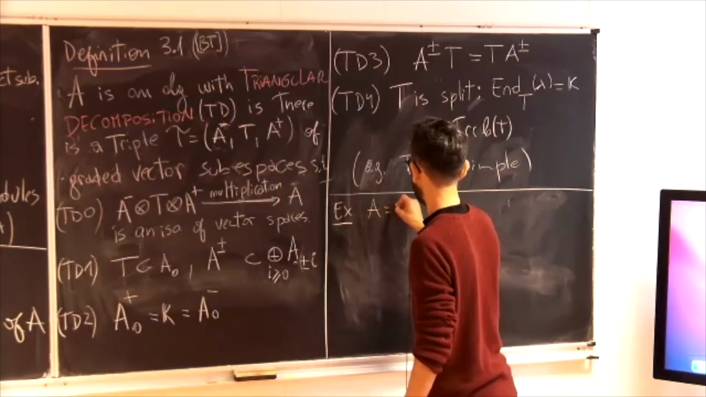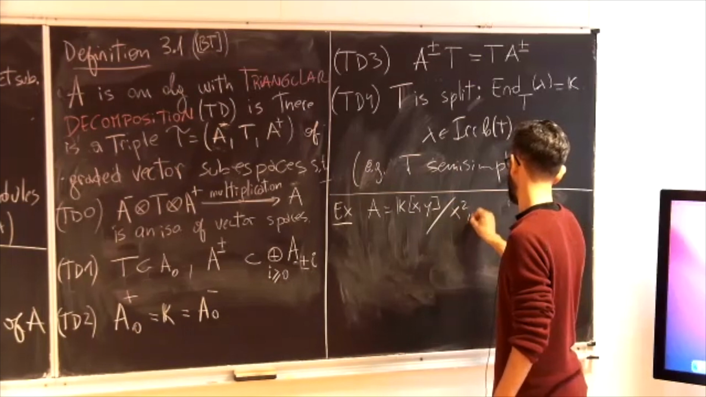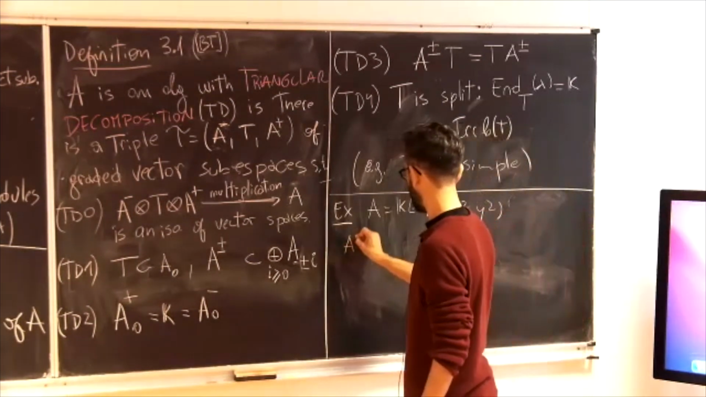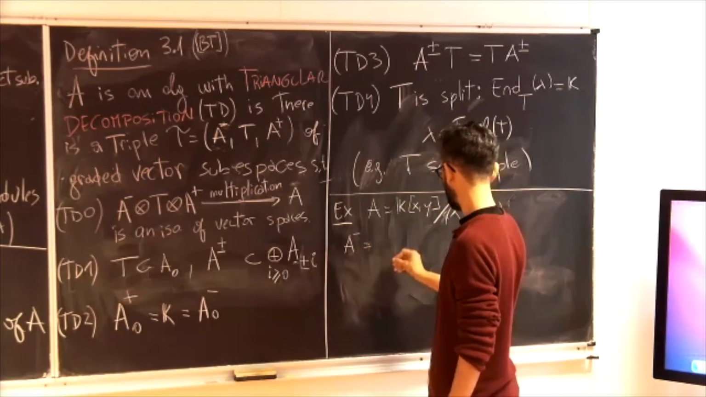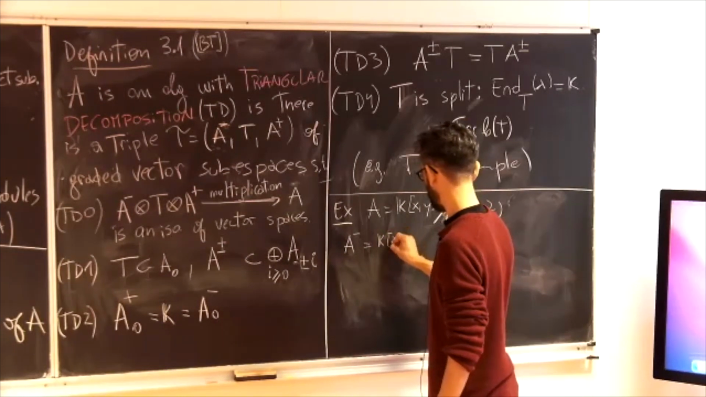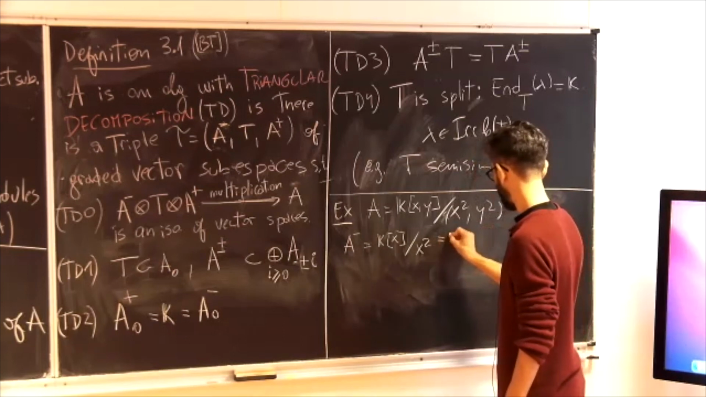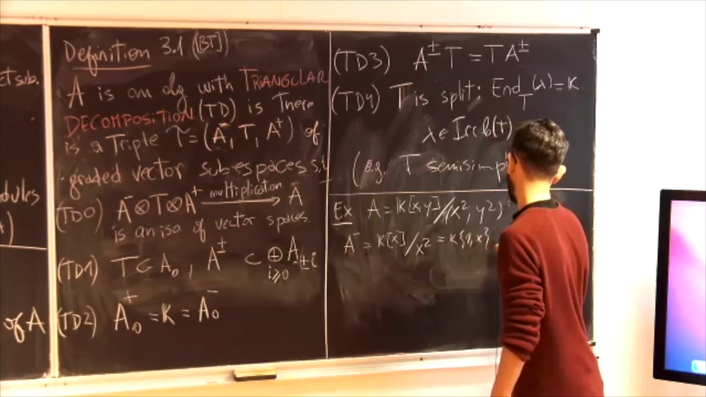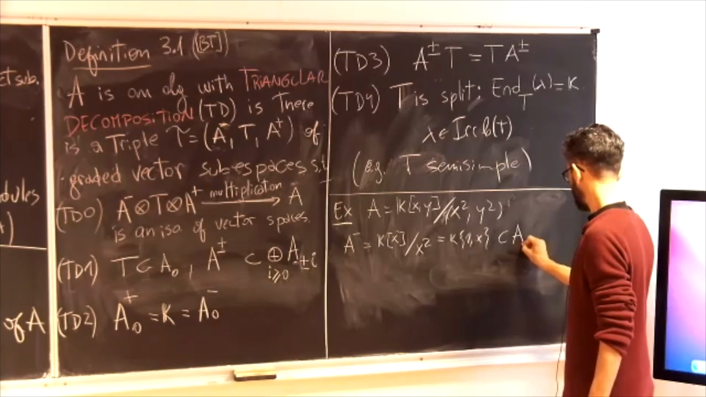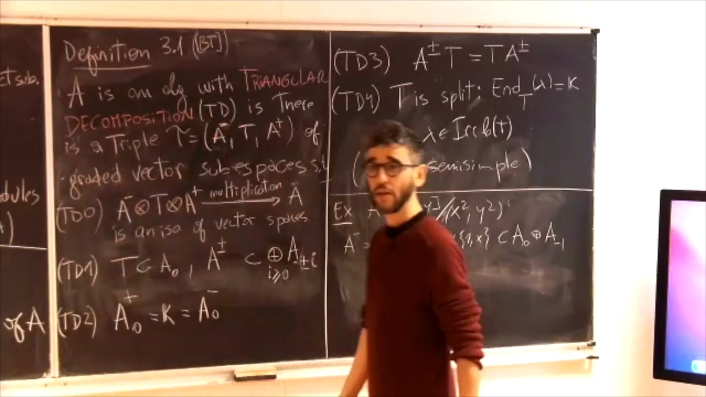A is equal to the polynomial algebra in two variables, x and y, with x squared and y squared equal to 0. Then here you can consider A minus as the subalgebra generated by x. Notice that it is a vector space with basis 1 and x. This is contained in A, in degree 0 and degree minus 1. I continue with this degree in A.